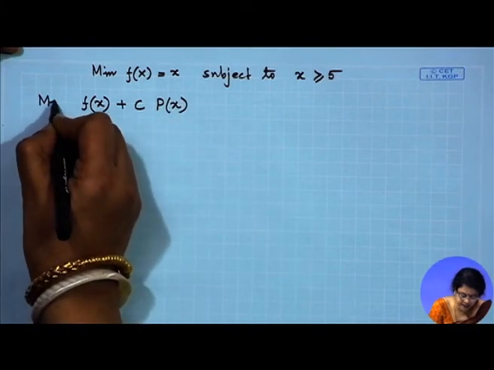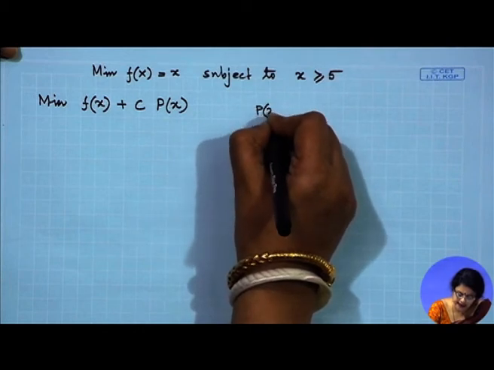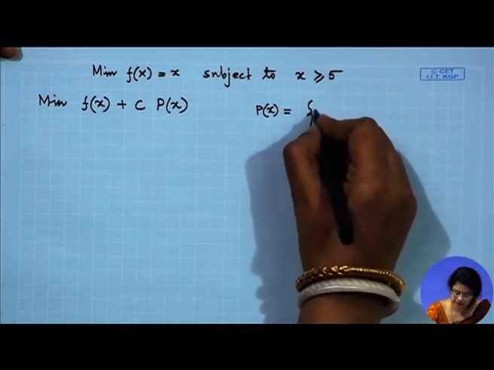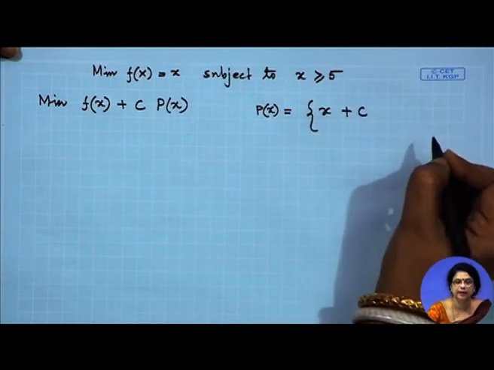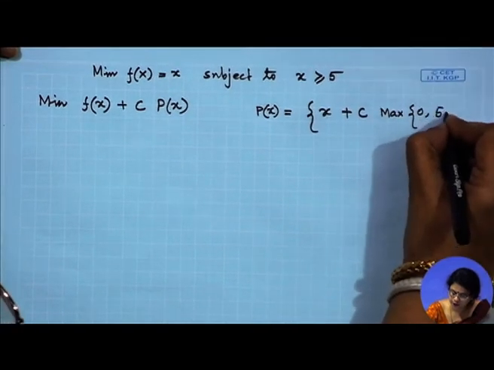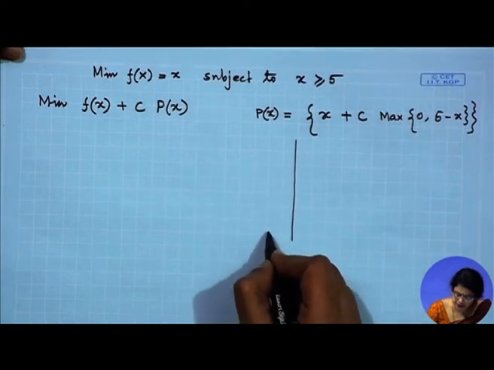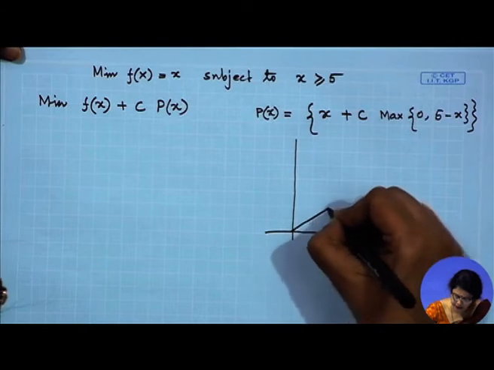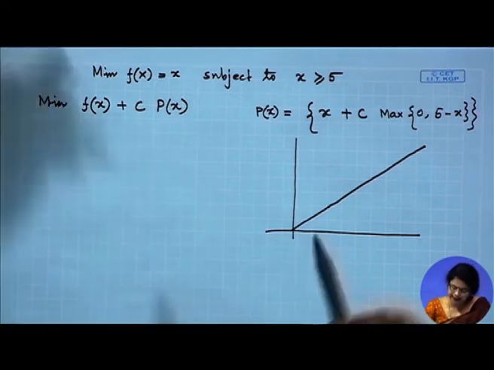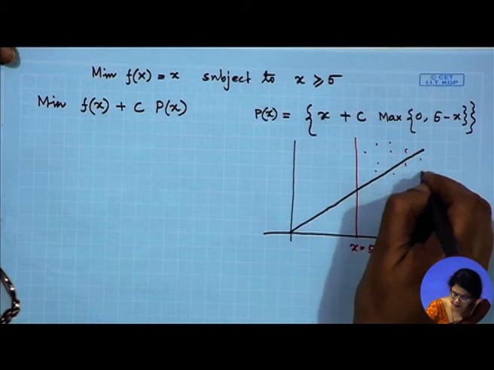How can p(x) be formulated? We may consider it this way: x plus c times max of 0 and 5 minus x, where x is the objective function. What does it mean? If this is the feasible space for me, then the objective function is f(x) = x, with x greater than or equal to 5. If we consider this point as 5, then this is the feasible space.